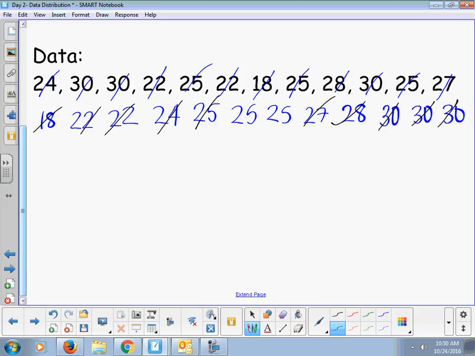I have 2 numbers left in the middle, so you can add them together and divide by 2, or what number is in between 25 and 25? 25, they're the same, so we know we have a median of 25. To find the median of your lower half of data, you take the first half of your data and find the median of that.